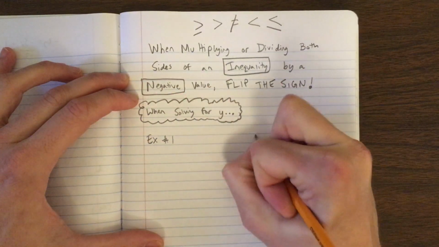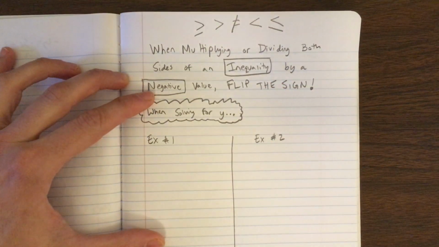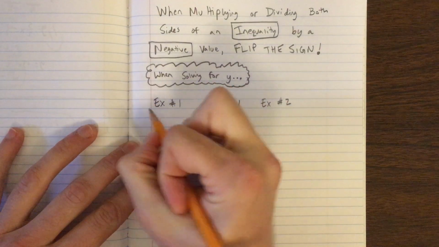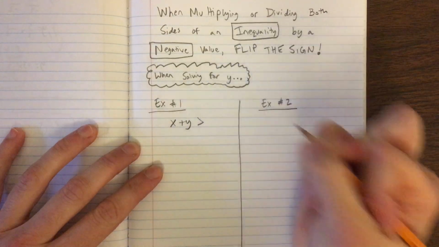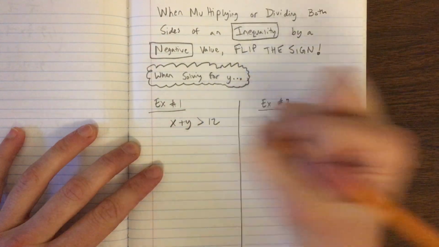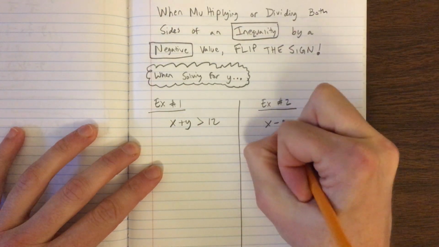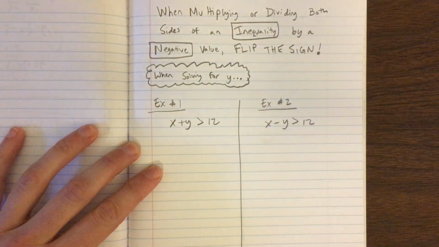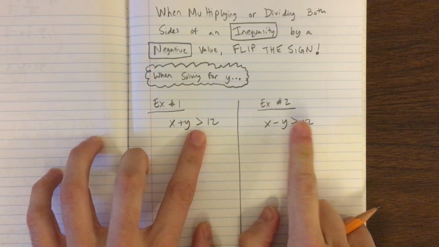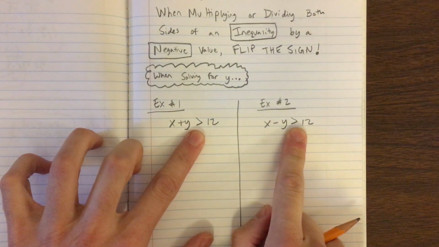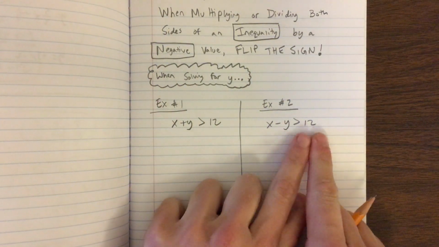Example number 1, and just so you can see it next to example number 2, right? So for example number 1, you can see something like this. X plus y is greater than, let's say 12. And then over here, we'll say x minus y is greater than 12. So one of the strange things about inequalities is that they're not really balanced in the same way that an equation is, right? This side is greater than 12. This side is greater than 12.